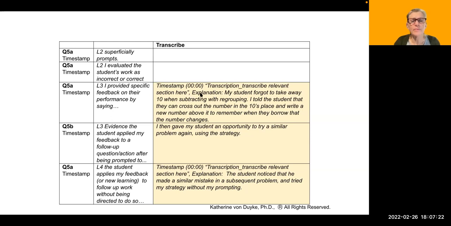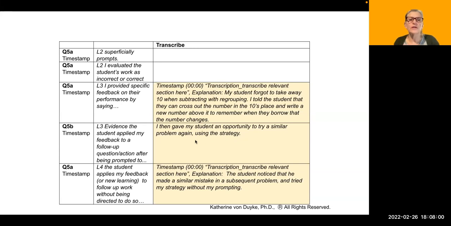So you'd have a timestamp, you would transcribe what they said, what you said, what they said, and what you said back. And then you would explain after the transcription. So you're not just putting the evidence in there, but you're explaining that transcription, why you gave that feedback or how it helped that student to achieve the performance. So this explanation would be, my student forgot to take away 10 when subtracting with regrouping. I told the student they can cross out the number in the tens place, write a new number above it to remember when they borrow that the number changes. And then I gave my student an opportunity to try a similar problem again using the strategy.